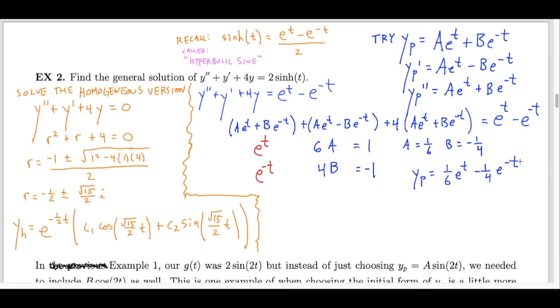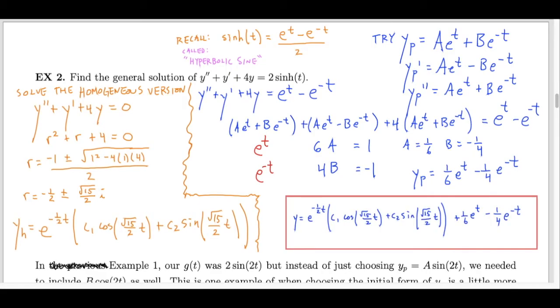But that's not my final answer. That's half. That's one of the components. Remember, the other component is this y sub h that I calculated previously, and so my final general solution to this non-homogeneous ODE will simply be the sum of these two ingredients. So here I have my final general solution in this box.